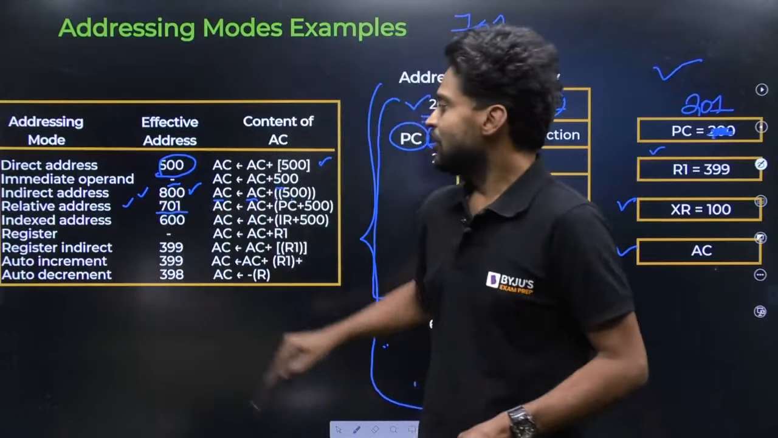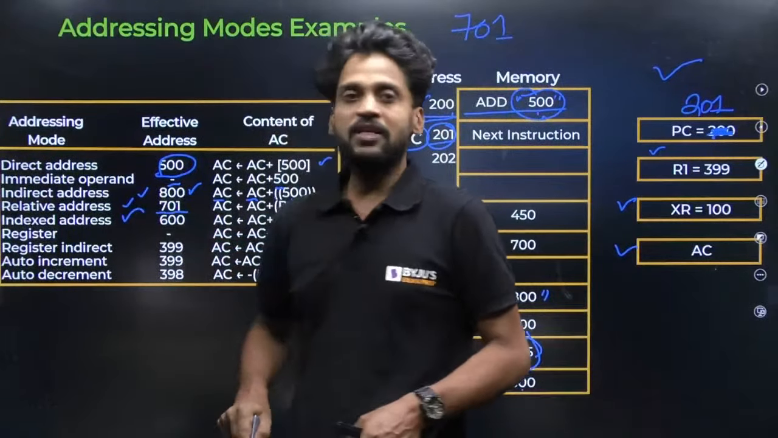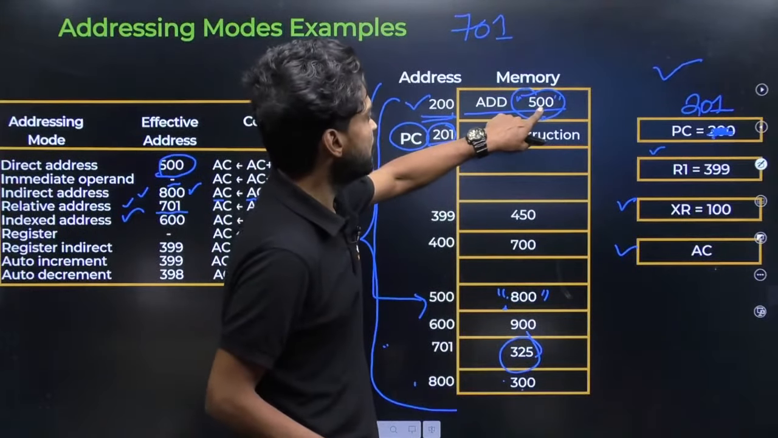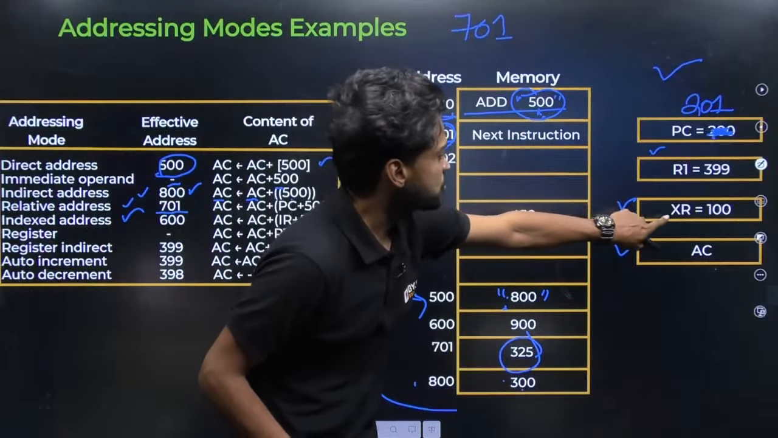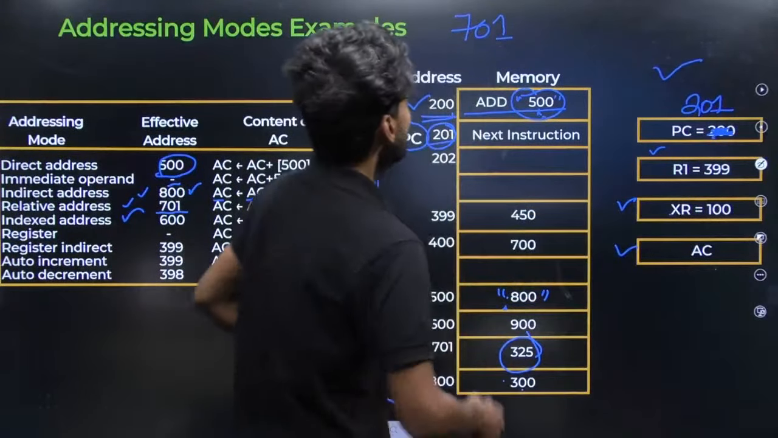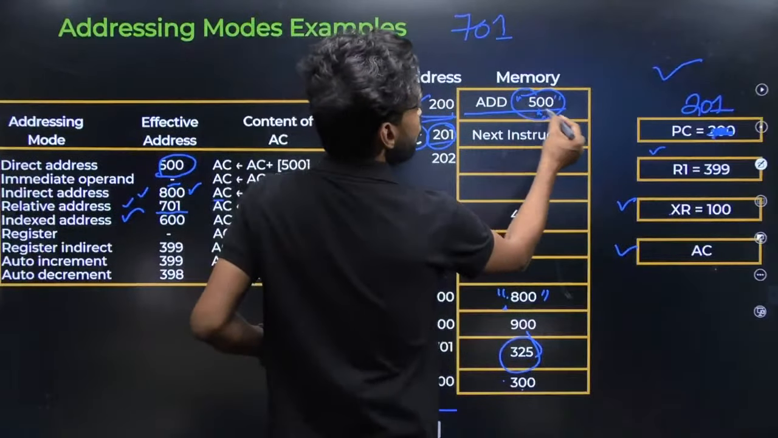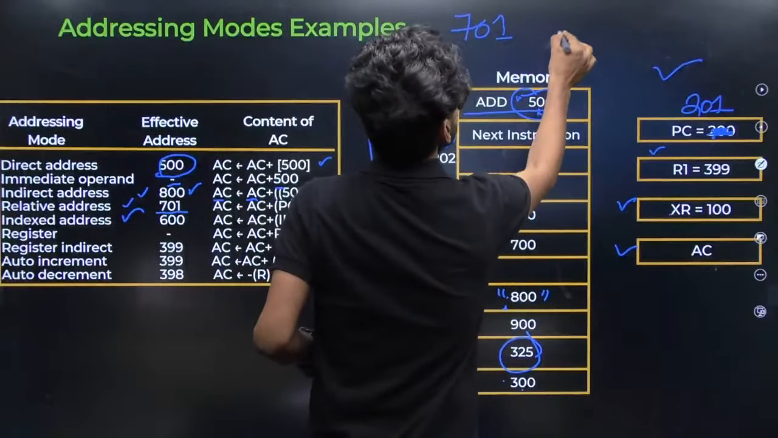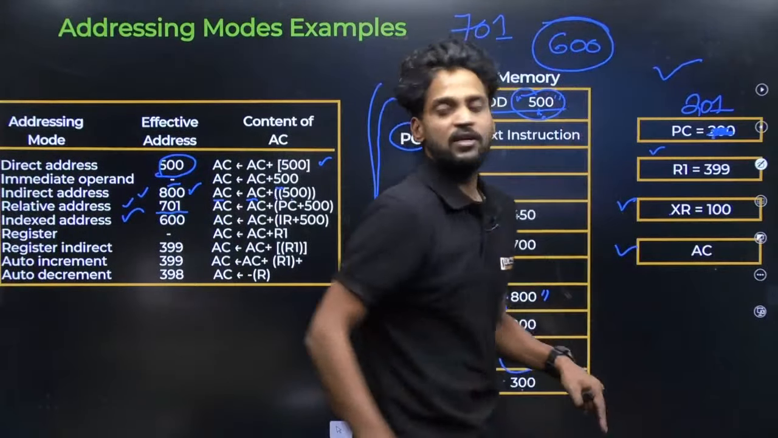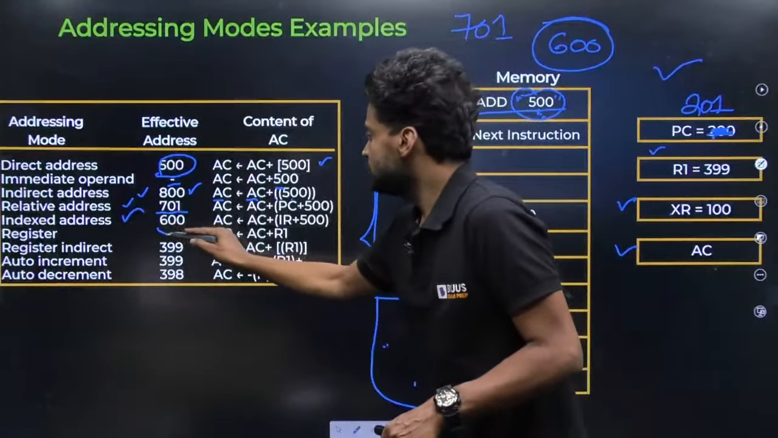Okay. Then, what is indexed addressing mode? In the indexed addressing mode, the address part of the instruction will be added to the index register. What is index register? Index register is 100. So, effective address will be equal to 500 plus 100, that is 600. In the indexed addressing mode, 600 will be the effective address.